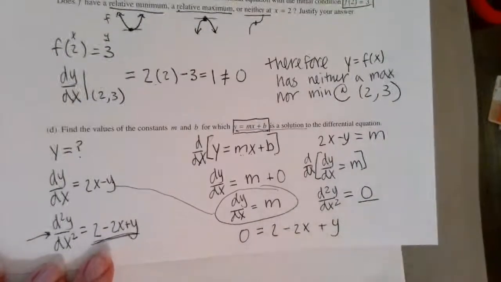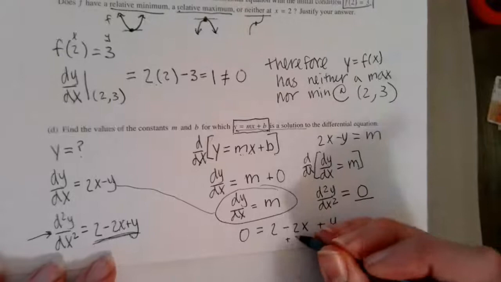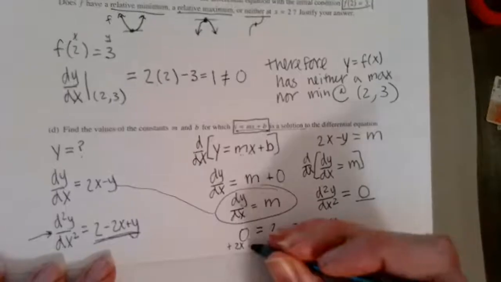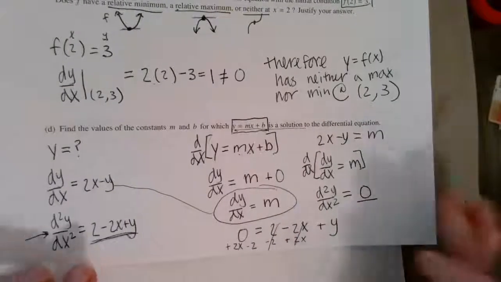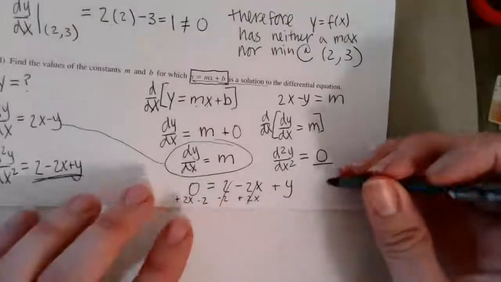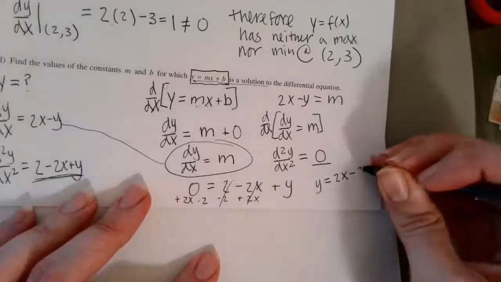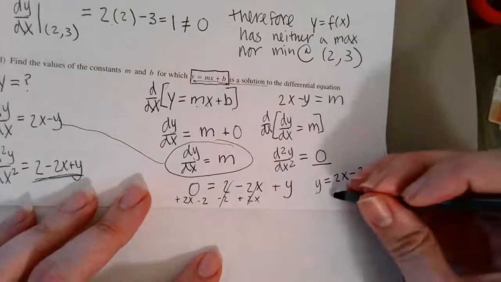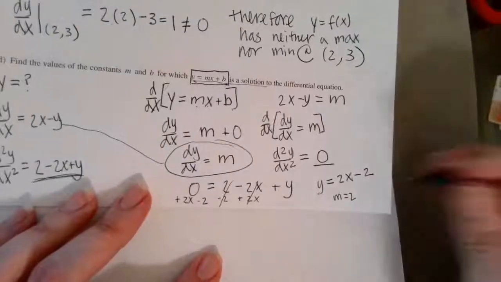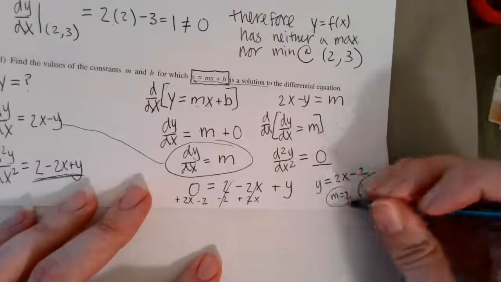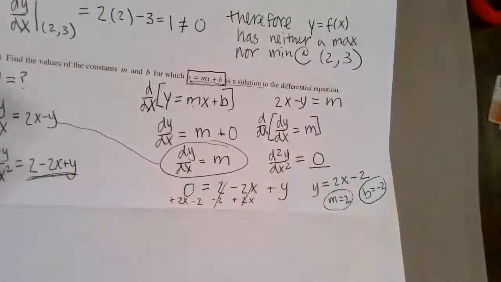I'm going to rearrange this equation so that y is by itself. I'm going to add 2x to both sides, and I'm also going to subtract 2. This yields the result that y equals 2x minus 2. And oh my goodness, we can just see that m is 2 and b is negative 2. Kind of a strange question, but one that we can work out a little bit. So that concludes that question.